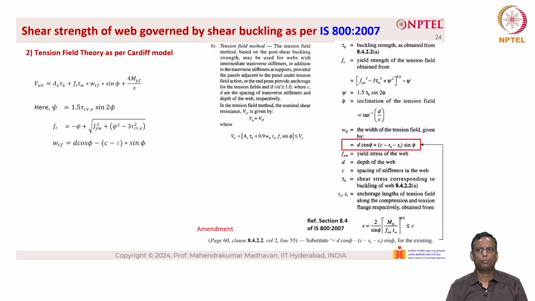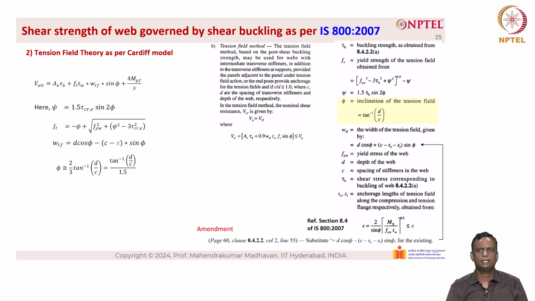So, two anchorage points, one corresponding to compression and one corresponding to tension. Here we are using only S, basically a common anchorage length. Now, phi is given as 2/3 of tan inverse D by C, which can also be represented as tan inverse D by C by 1.5.